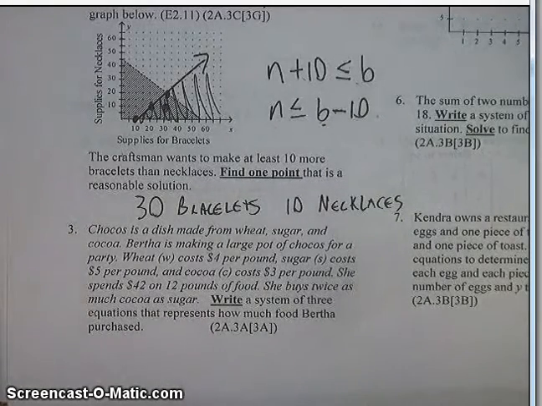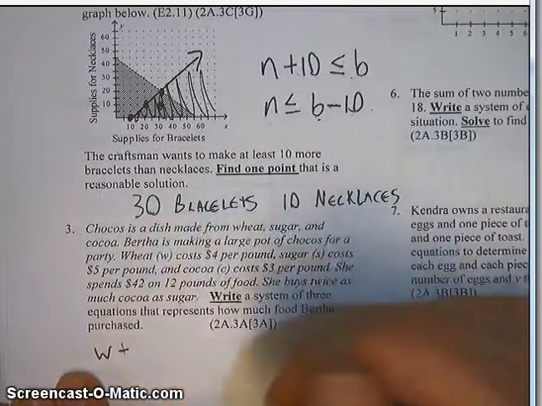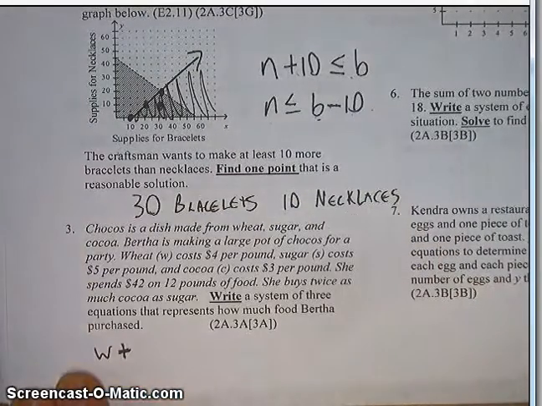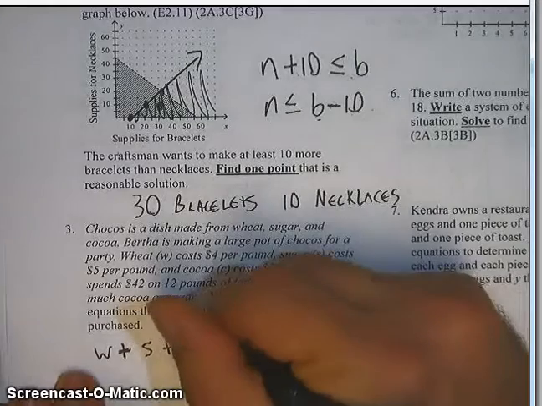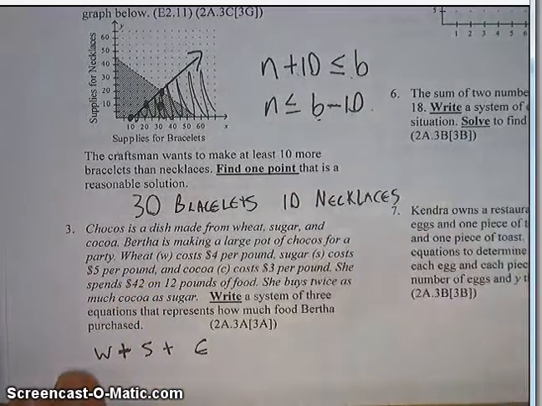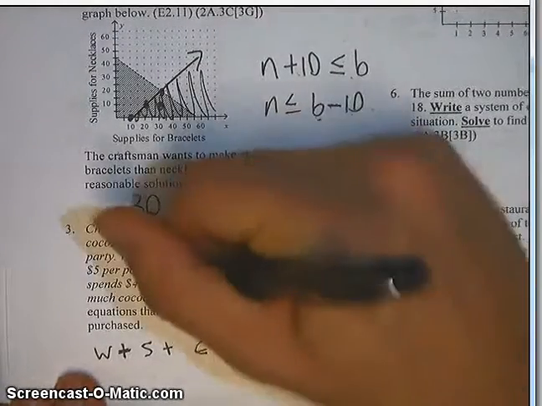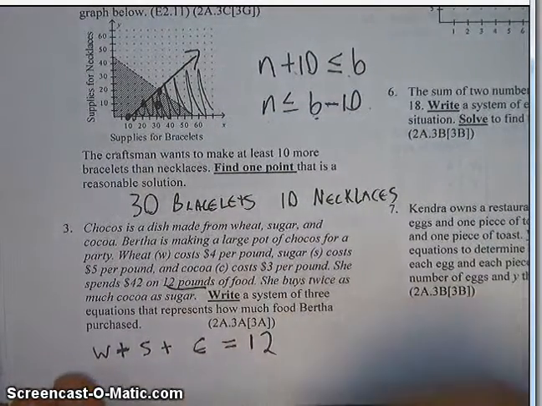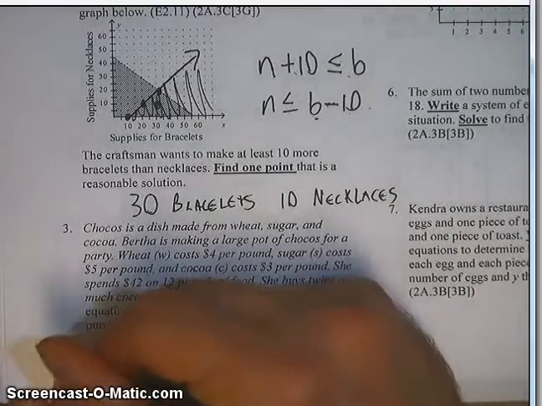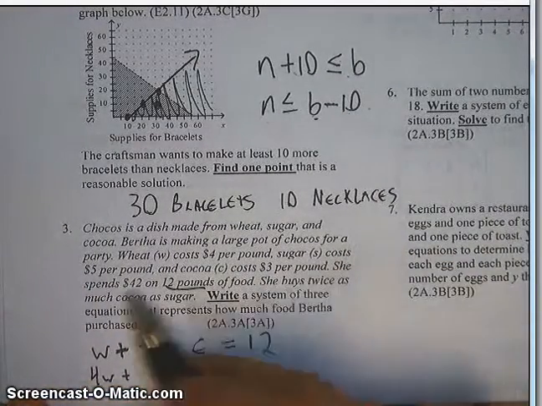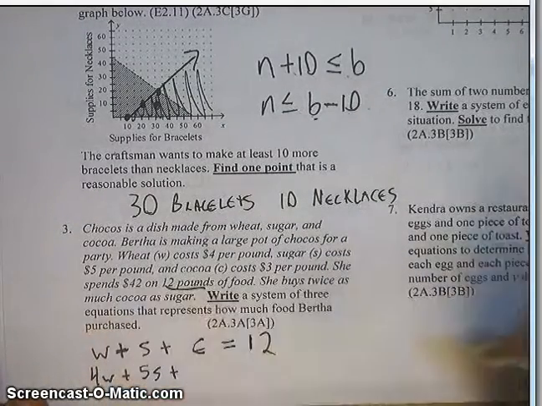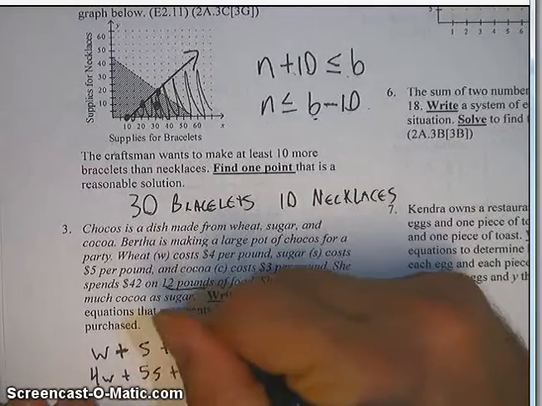So, if we are just to take the amount of wheat in pounds, plus the amount of sugar in pounds, plus the amount of cocoa in pounds, and I add them all up, how many pounds would I have? I'd have 12 pounds of food because that's what they told me right here. Now she spent $42, and I know that wheat costs $4, and sugar costs, let's see, $5, plus the cocoa costs $3.